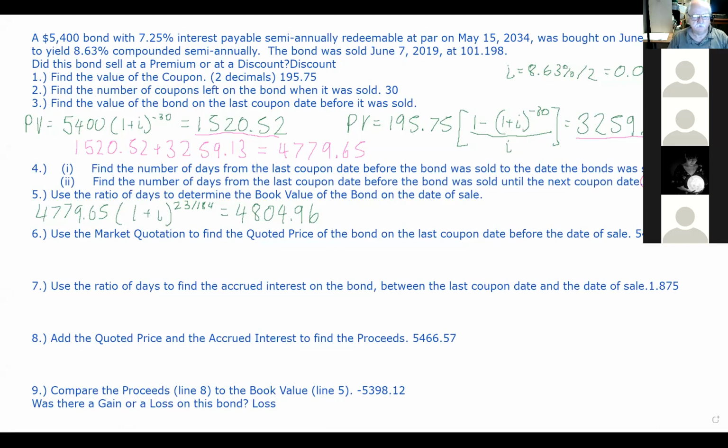And that's absolutely nowhere near the answer we want. Use the ratio of days to determine the book value of the bond on the date of sale. Oh, and what are they? Let's see what they're getting. I'm looking at your answer and saying, we're nowhere near that.